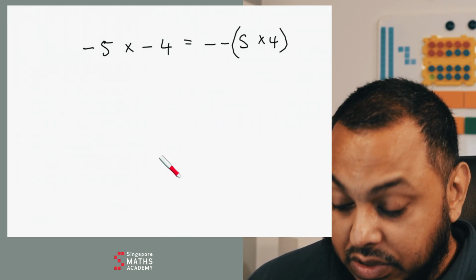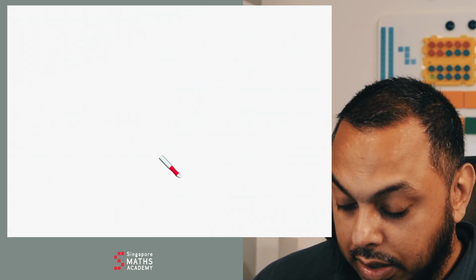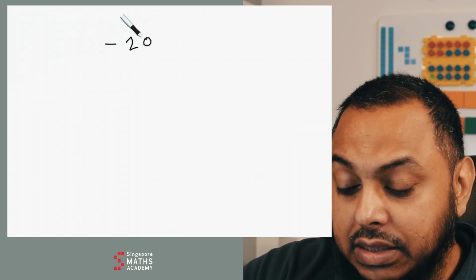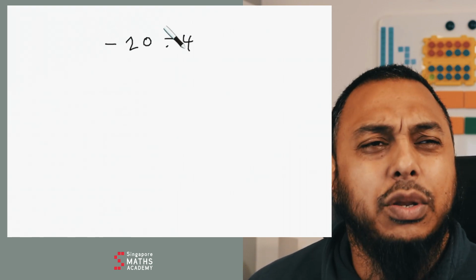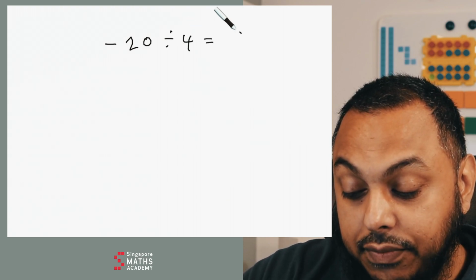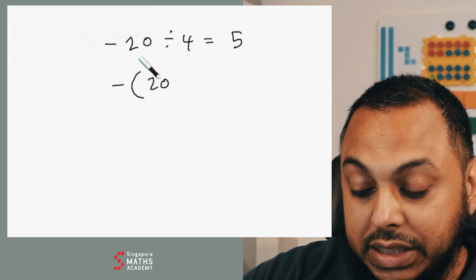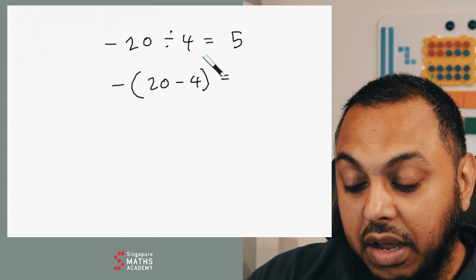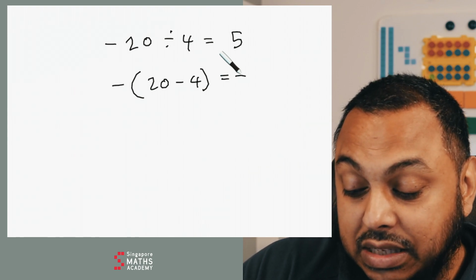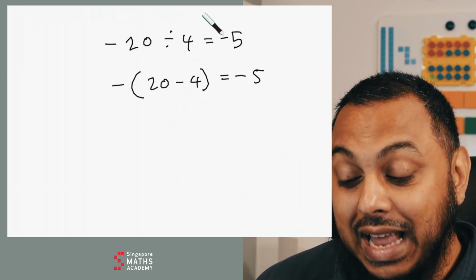What about division? How can we visualize division? Let's say -20 divided by 4. That's going to be simple, right? Because we know 20 divided by 4 is going to be 5. And so we're saying that this is the negative of 20 divided by 4. 20 divided by 4 is 5, so the negative of that is going to be -5. And so -20 divided by 4 is -5.